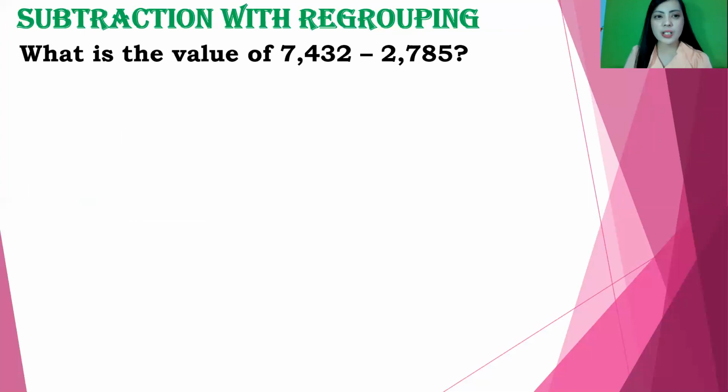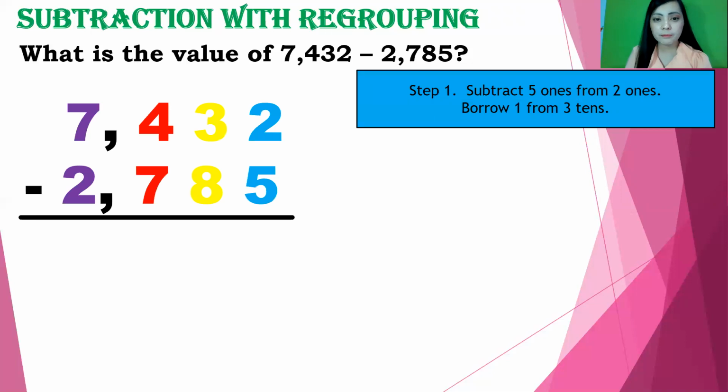Okay, this time around, subtraction with regrouping. So what is the value of 7,432 minus 2,785? Align the numbers according to their place value: ones, tens, hundreds, thousands. Step number 1, subtract 5 ones from 2 ones. So 2 minus 5. Can you minus 2 minus 5? 2 is smaller than 5. Can or cannot? Cannot minus. So what we are going to do is borrow 1 from the 3 tens. The 2 becomes 12 now, and the 3 becomes 2. Okay, now you can minus: 12 minus 5 is equal to 7.